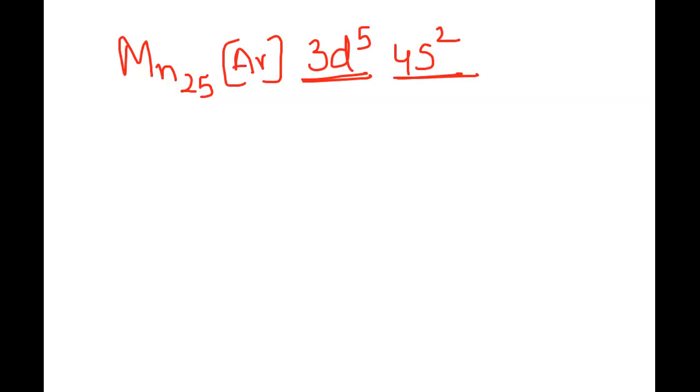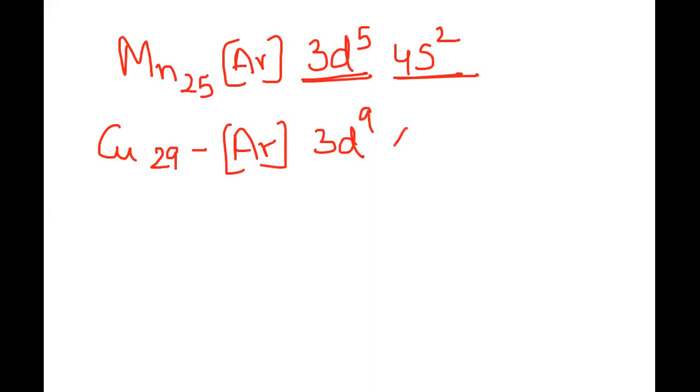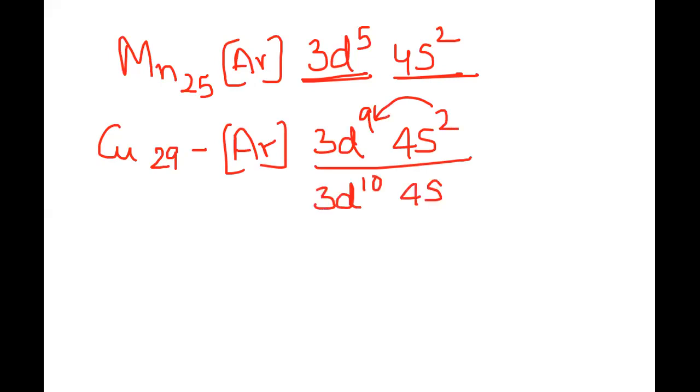Is that clear? Okay. Now come to copper with atomic number 29. Electronic configuration for copper 29. Again, this is argon. The expected electronic configuration would be 3d9 and 4s2. But again, the electron is going to jump and come here to give it a completely filled stability, and this is going to be 4s1. Okay. So in this case, this is what happens.